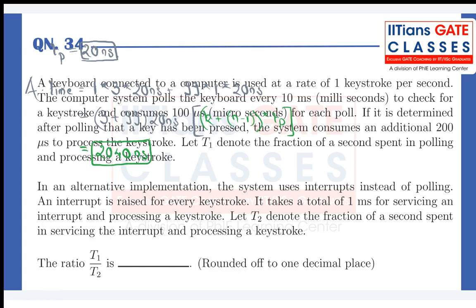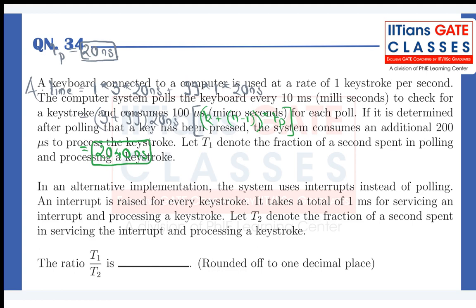In an alternative implementation, the system uses interrupts raised instead of polling. An interrupt is raised for every keystroke. It takes a total of 1 millisecond for servicing an interrupt and processing a keystroke. Let T2 denote the fraction of a second spent in servicing an interrupt and processing a keystroke. The ratio T1 by T2 is rounded off to 1 decimal place.